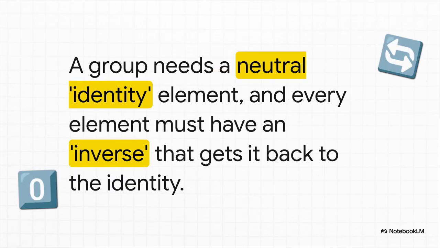All right, the next 2 rules, identity and inverse, are kind of like a buddy system. The identity is like a neutral element. For addition, that's 0, right? Because adding 0 doesn't change anything. And the inverse rule says that for every single element, there has to be an opposite that gets you back to that neutral identity. So for 5, the inverse is -5, because 5 plus -5 gets you back to 0.